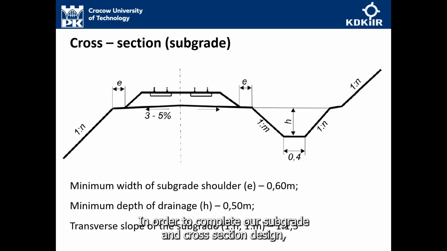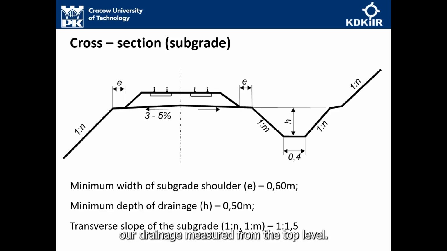In order to complete our subgrade and cross-section design, we need to determine three key parameters. The first is the width of the so-called track bench, which in all cases should be a minimum of 60 centimeters. This parameter is denoted by the letter E in the drawing. The second parameter we need to determine is the minimum depth of our drainage measured from the track level. This value is 50 centimeters and is denoted by the letter I in the drawing.